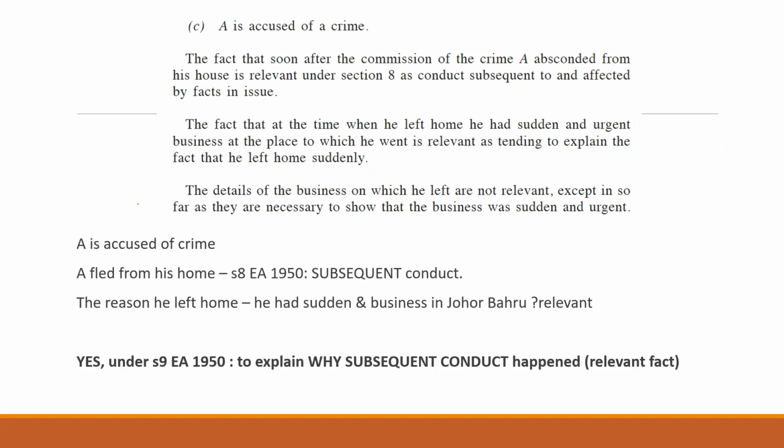So naturally, he will try to escape from being caught by police, correct or not? So this run from home statement could be admitted under Section 8. But then the reason that the defense would like to raise, he had sudden business in Johor Bahru. Is it really relevant? No. But somehow or rather, Section 9 said it is relevant to explain why A fled from his home.